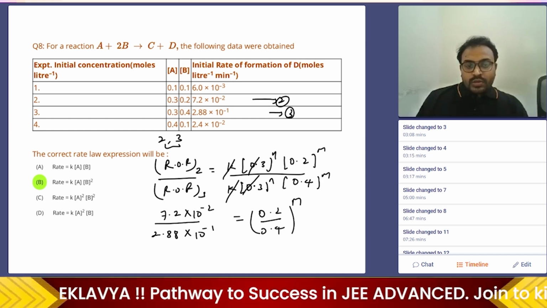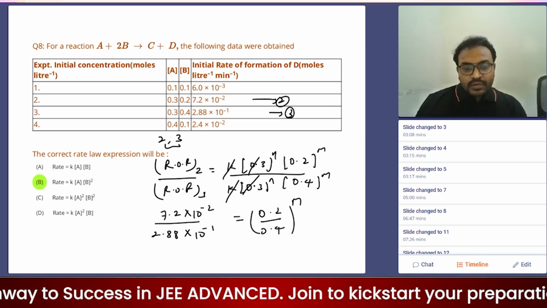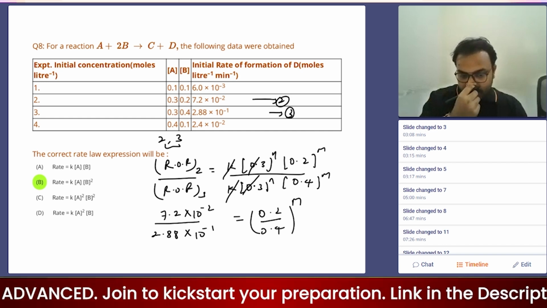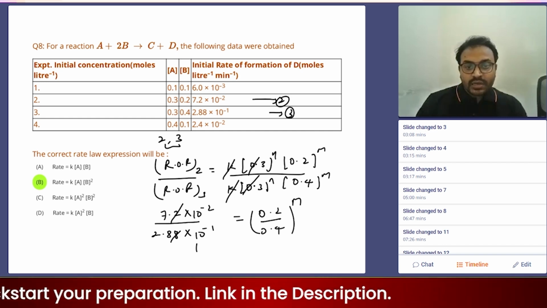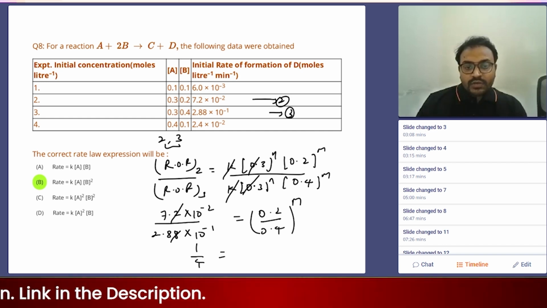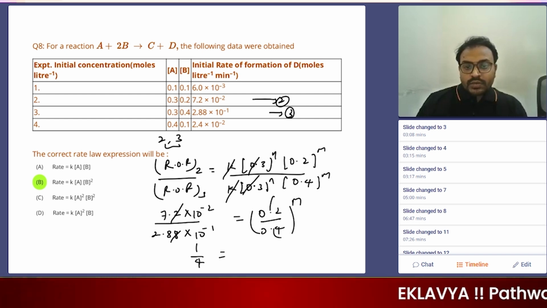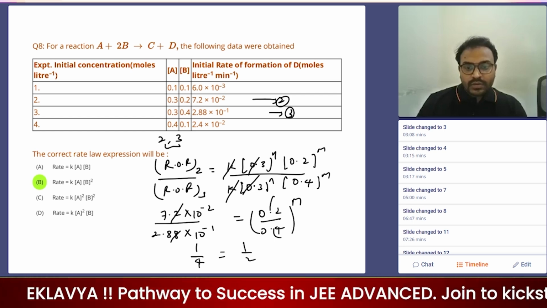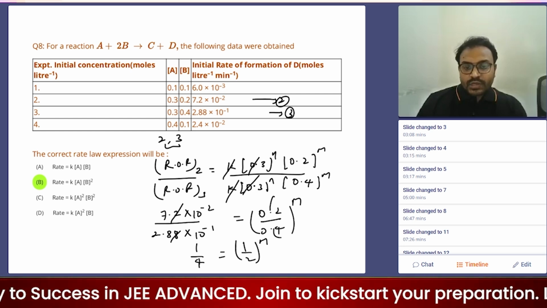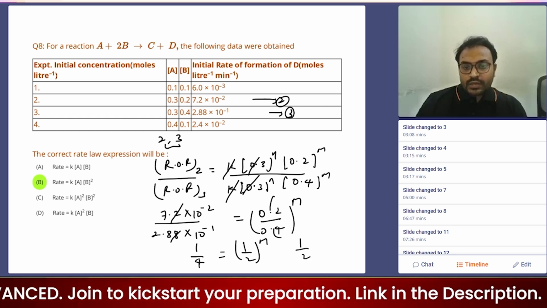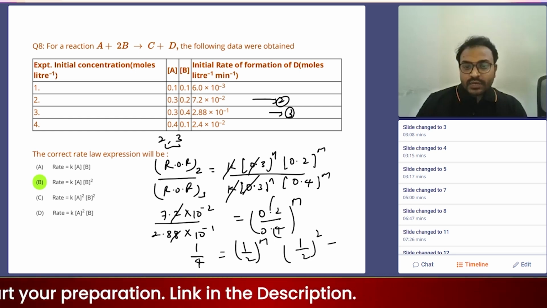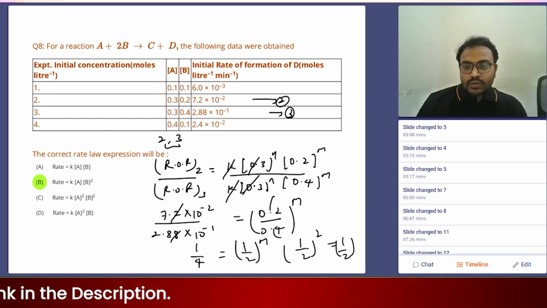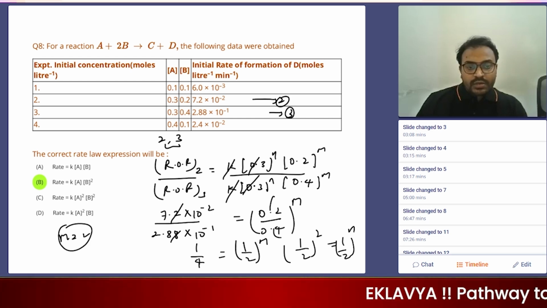So we can solve this. After solving this, again we'll get here, after calculating this value, 1 by 4 equal to, this value will be 2 by 4, 2 by 4 is 1 by 2, to the power of m. Okay. So 1 by 4 can be written like this: 1 by 2 to the power of 2 equal to 1 by 2 to the power of m. So we are getting the m value as 2.